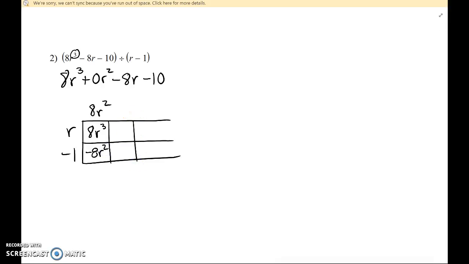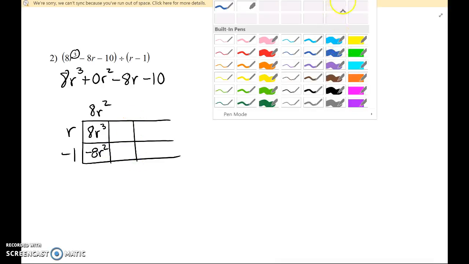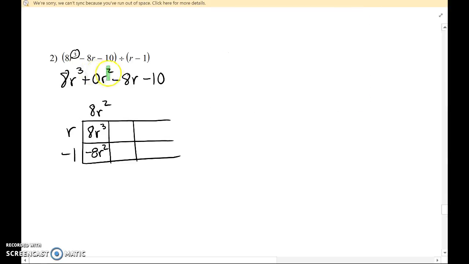All right, and so our next term after the leading term is 0r squared. So this diagonal here is going to give us a 0r squared. If we already have a -8, then we want a positive 8r squared to make the 0r squared. And then 8r squared divided by r is a positive 8r. And 8r times -1 is a -8r.